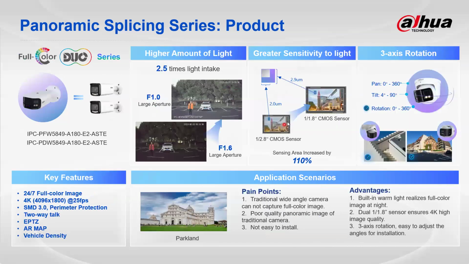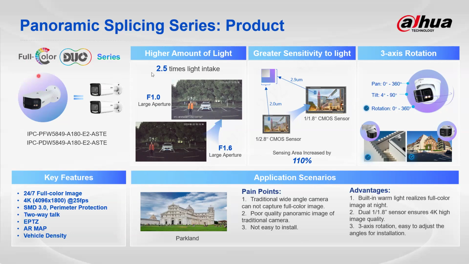So still on the products, the panoramic splicing series, here again we have the full color duo series. So this full color duo series is an equivalent of these two traditional bullet products. That's 2 lenses, separate products brought together to a single product. So same case again, we have the bullet type, and then again we have the eyeball type for this, but the full color duo series.